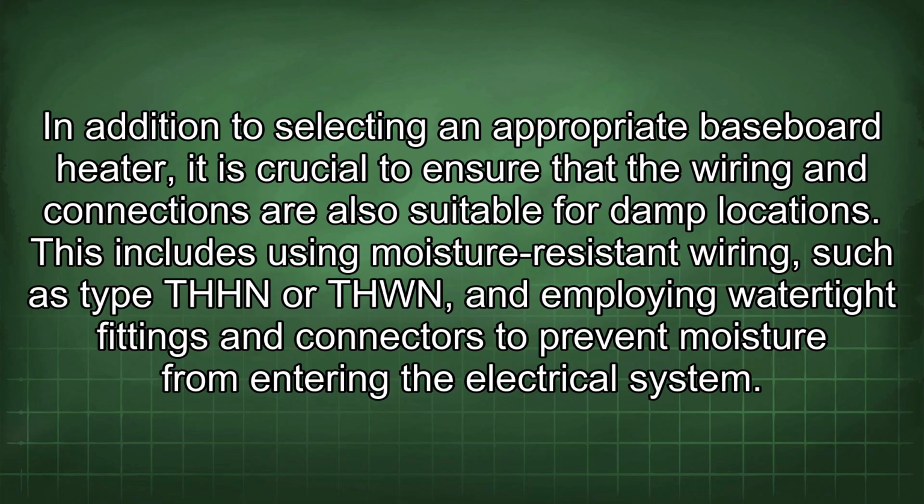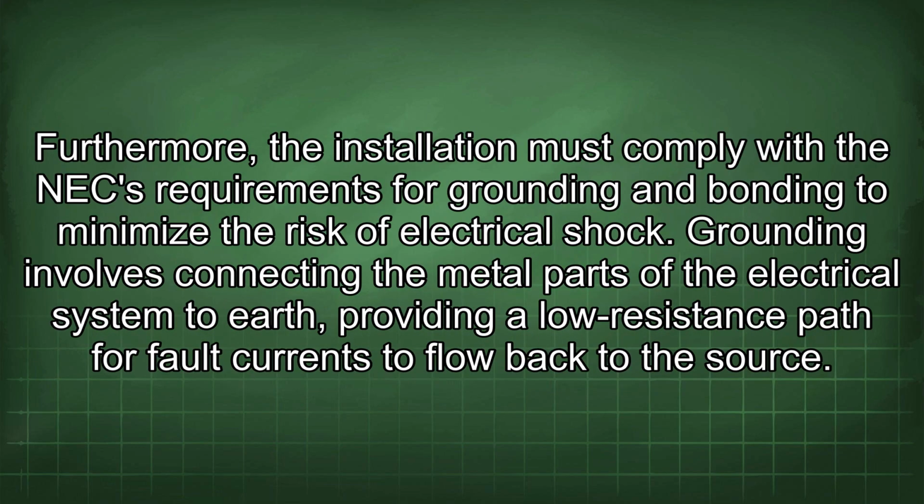In addition to selecting an appropriate baseboard heater, it is crucial to ensure that the wiring and connections are also suitable for damp locations. This includes using moisture-resistant wiring, such as type THHN or THWN, and employing watertight fittings and connectors to prevent moisture from entering the electrical system. Furthermore, the installation must comply with the NEC requirements for grounding and bonding to minimize the risk of electrical shock. Grounding involves connecting the metal parts of the electrical system to earth, providing a low-resistance path for fault currents to flow back to the source.